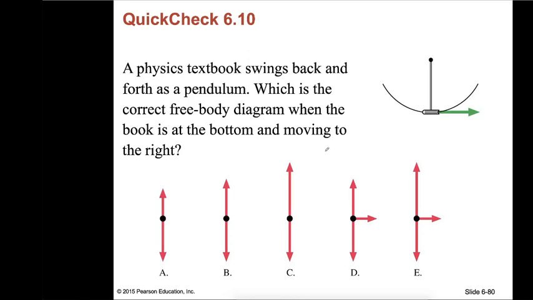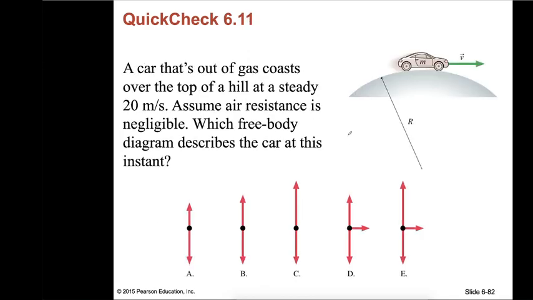Which is the correct free body diagram when the book is at the bottom? Okay, so which one do you think is correct? The answer is C, because in this circular motion you have a centripetal acceleration going up, so the net force should go up.